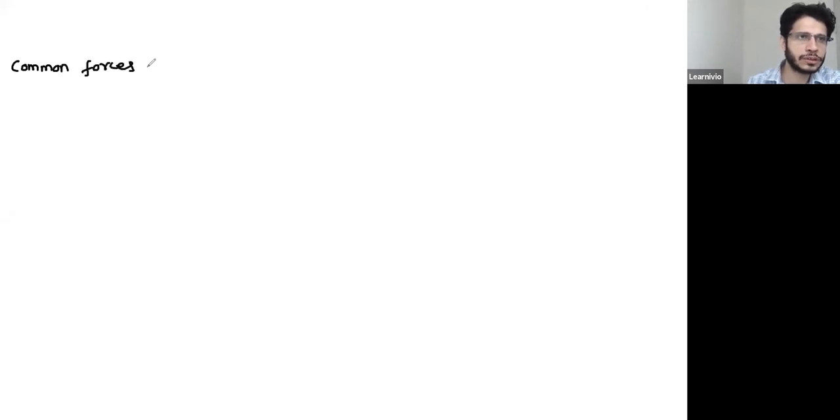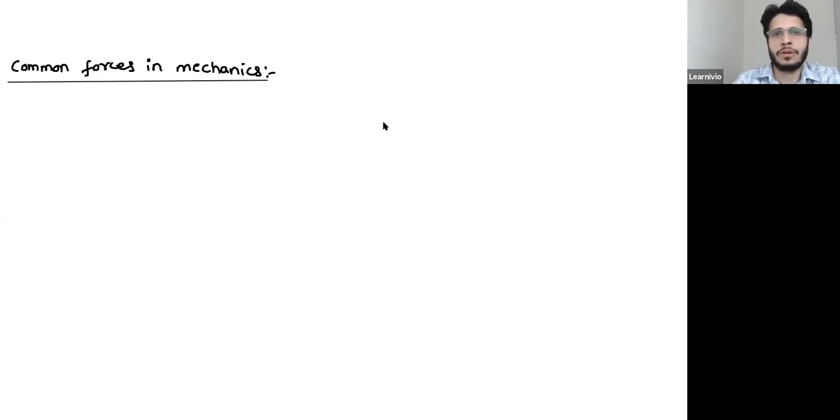Common forces in mechanics. This we have already discussed in work, energy, and power, but I am repeating it again. The first one is weight. Weight we did in very much detail.